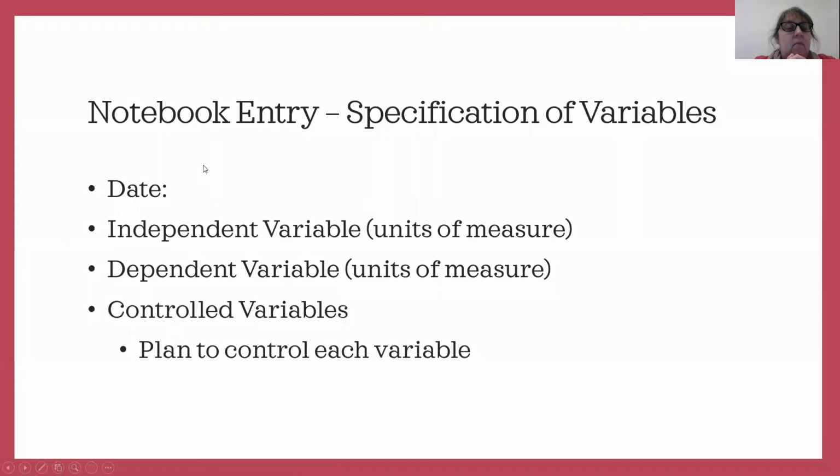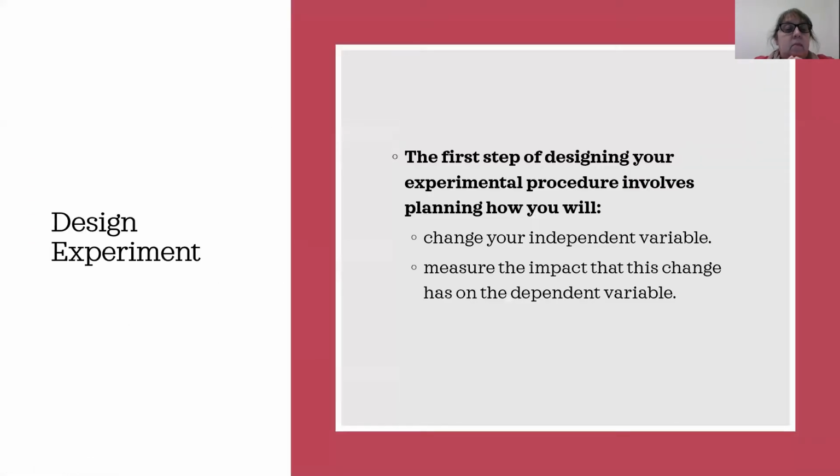So note to notebook, you have to write down the specification of your variables. Write the date, the independent variable and its units of measure, the dependent variable, units of measure, and how you're going to measure it, and the controlled variables, and your plan to keep all your controlled variables controlled. Okay, so now you have your variables, and so let's design our experiment.